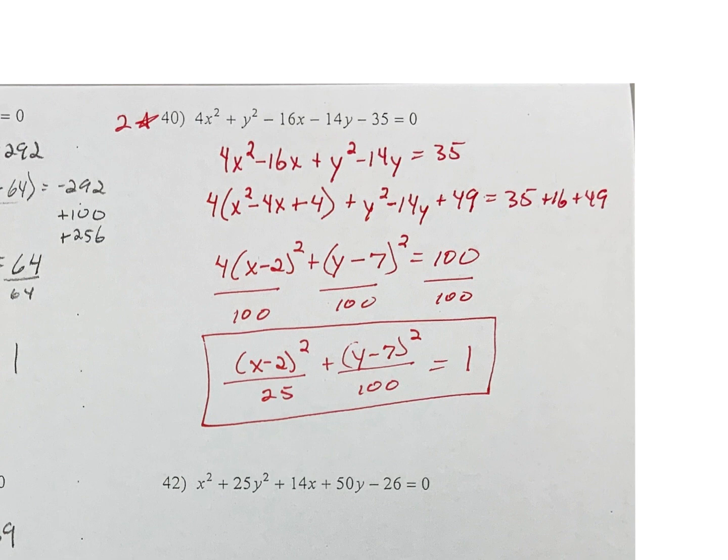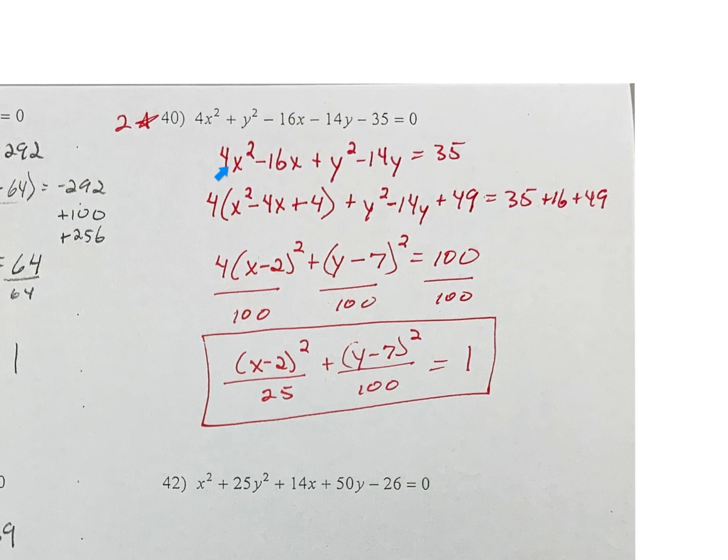All right, you can see a couple things here. This is an ellipse because we have a 4x squared and a 1y squared. So let's go ahead and put the x's together and the y's together. 4x squared minus 16x plus y squared minus 14y equals 35. All right, this 4x squared minus 16x, we're going to have to complete the square here.